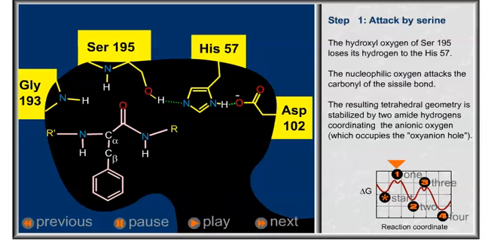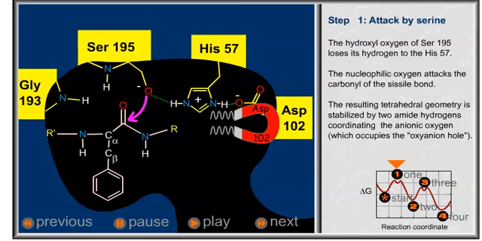Once the substrate is bound, the hydroxyl group of serine 195 nucleophilically attacks the scissile peptide's carbonyl group. The hydroxyl group is made more nucleophilic by the neighboring histidine that extracts the hydroxyl hydrogen, a process that is facilitated by the polarizing effects of aspartate 102.